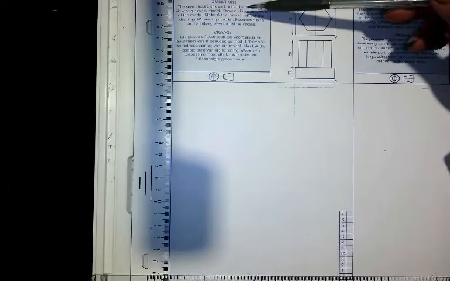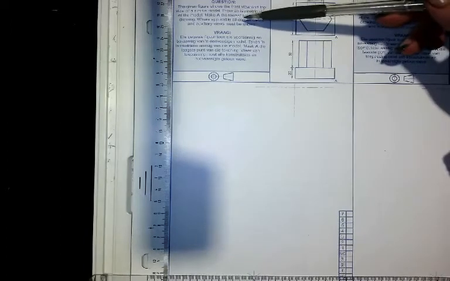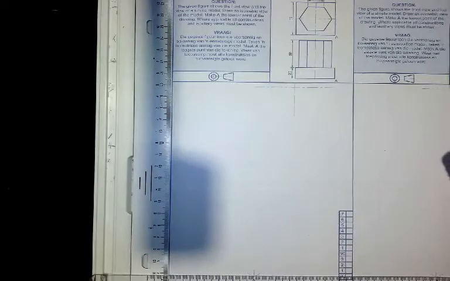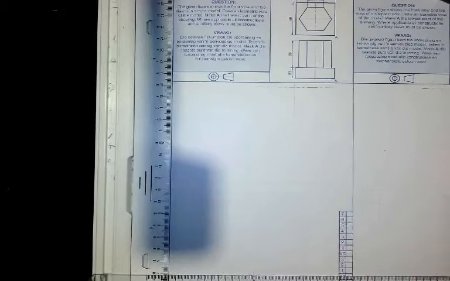So they say in the question, the given figure shows the front view and top view of a simple model. Draw an isometric view of the model. Make A the lowest point of the drawing. Where applicable, all construction and auxiliary views must be shown. So whenever you do an isometric drawing, you have to use auxiliary views when drawing certain drawings.